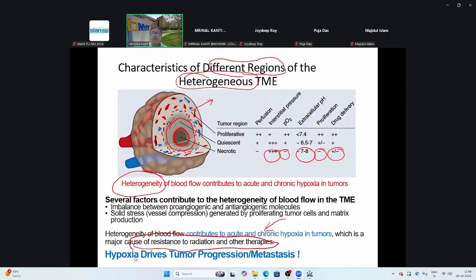And so again, we said, why is it? It's especially because of the oxygen, and also solid stress. There's too much stress here. There's vessel compression. All right. So heterogeneity of this blood flow leads to these different pHs. So these different pH and different conditions lead to the fact that it is resistant.